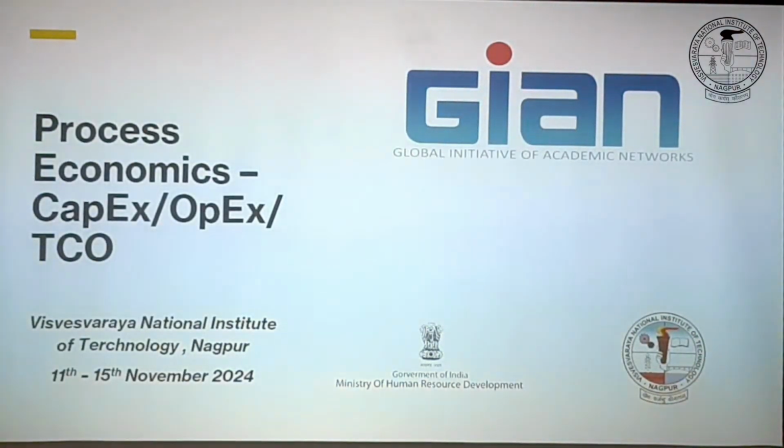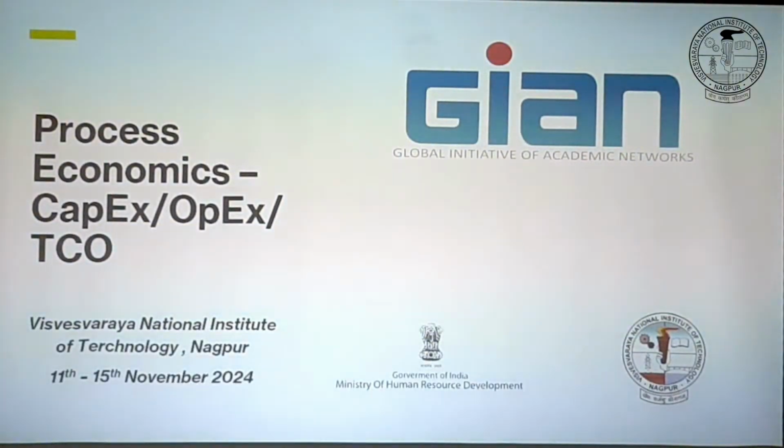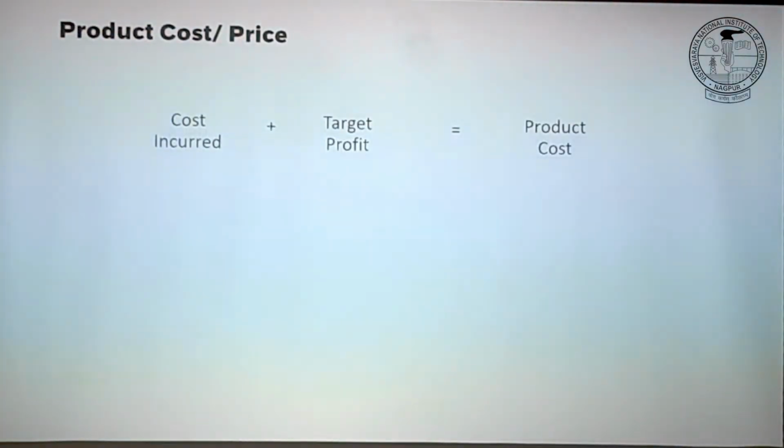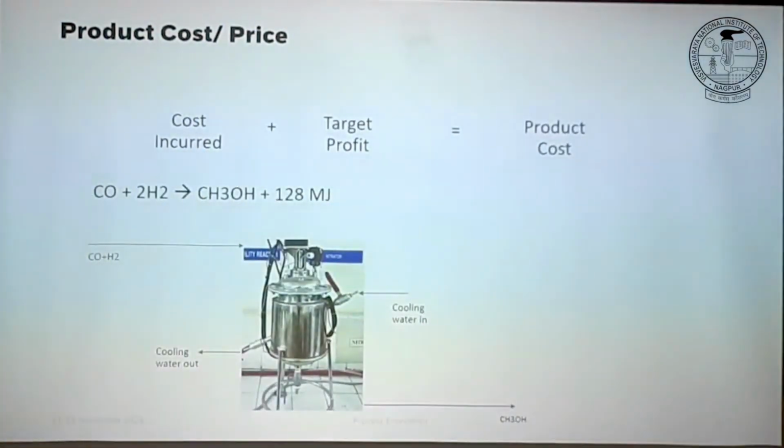And then in the morning session we also talked about how we cannot simply add capex and OPEX, and how we estimate total cost of ownership from capital expenditure and operating expenditure. So basically, in very simple terms, product price or product cost will be the cost incurred plus whatever profit we are targeting. Right?